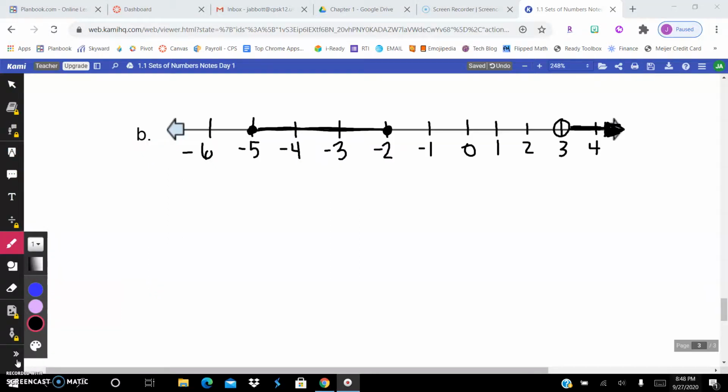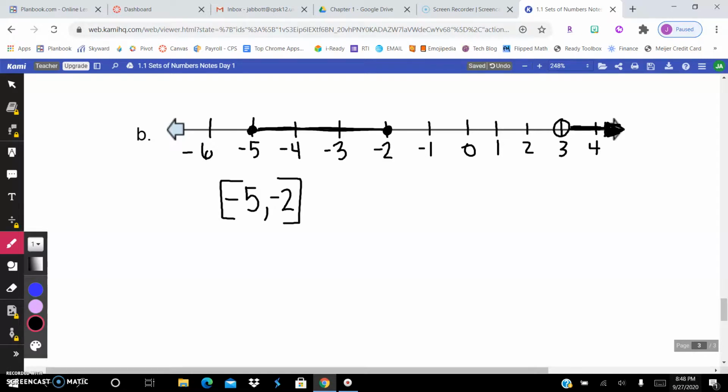Last one here has actually 2 different things graphed on the number line, so we're going to focus on between the -5 and -2 here first. So -5 is our smallest number, -2 is the largest number. Both circles are filled in, so I'm going to use brackets for those because we're including both of those.